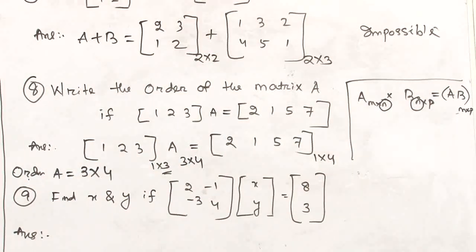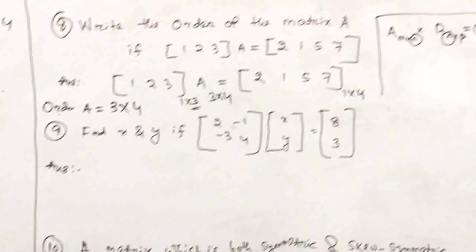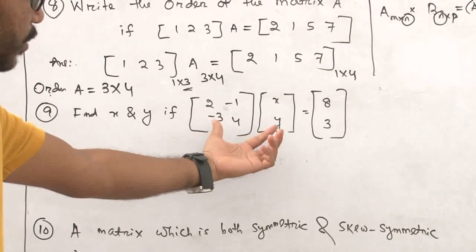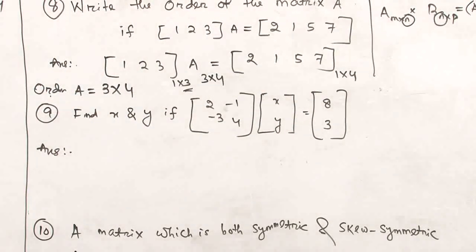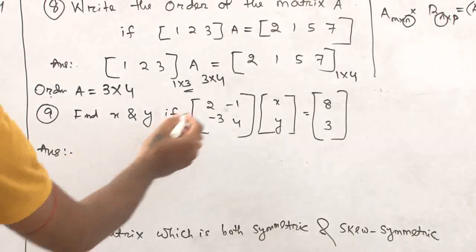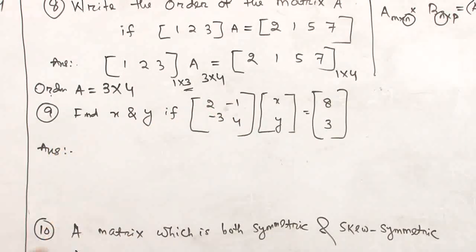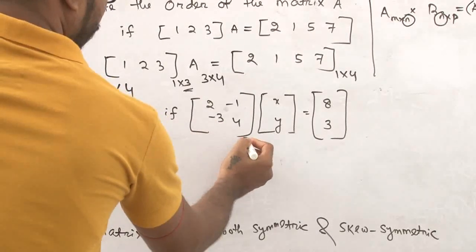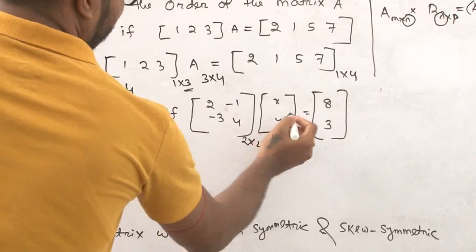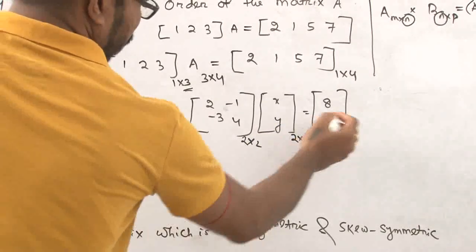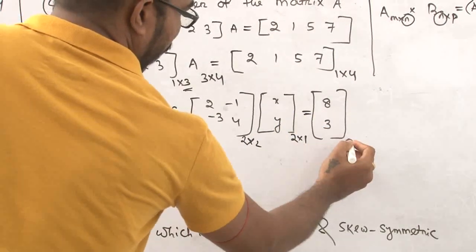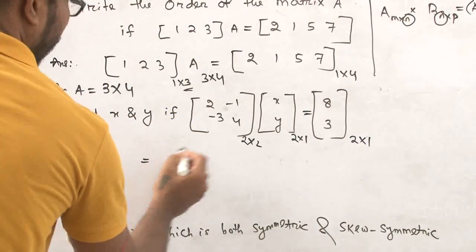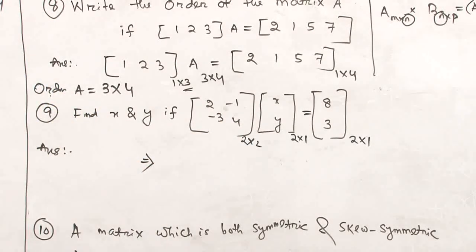Now proceed to question number 9. Find x and y if this matrix is multiplied and compared to 8, 3. First, we have to multiply them. First, we have to check whether it is possible to multiply or not. It is order 2 into 2 and it is also order 2 into 1. And the right hand side is also order 2 into 1.